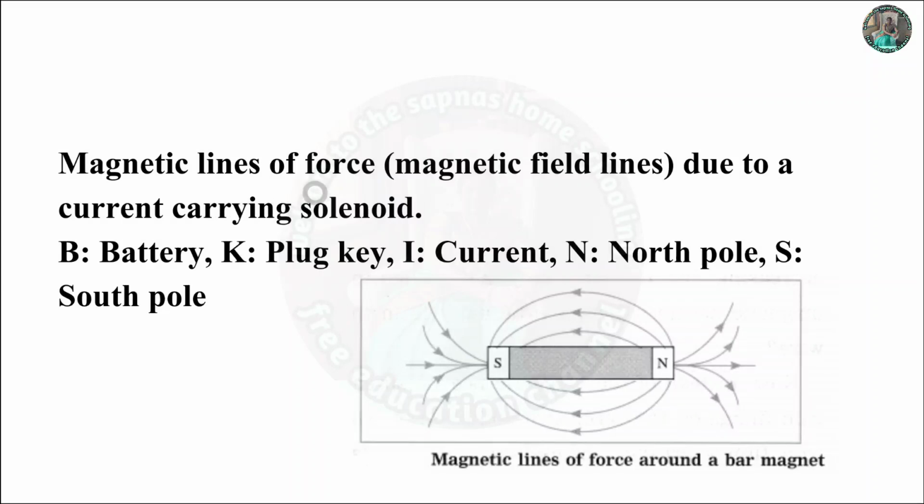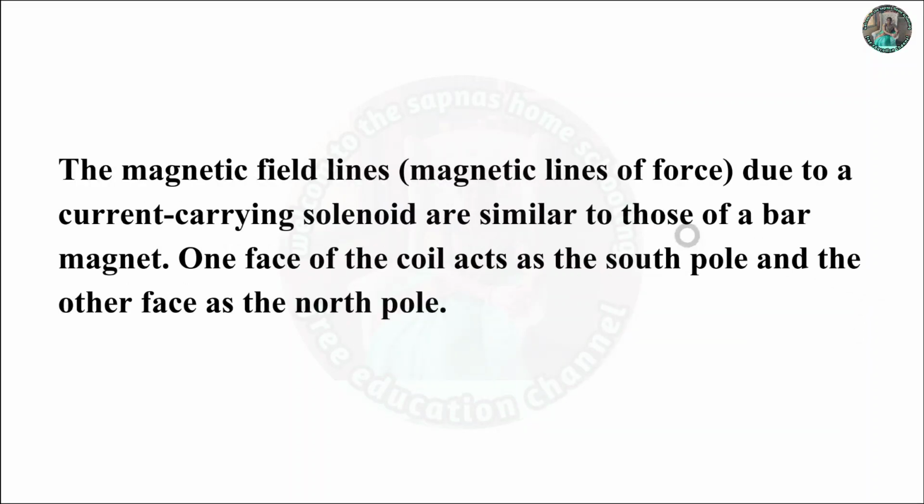Magnetic field lines due to a current carrying solenoid. Here it's battery, plug key, current, north pole and south pole. The magnetic lines of force due to a current carrying solenoid are similar to those of a bar magnet. One face of the coil acts as the south pole and the other face as the north pole.